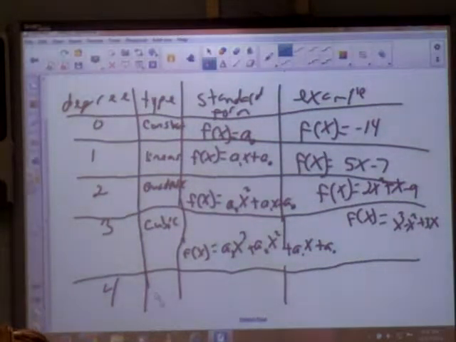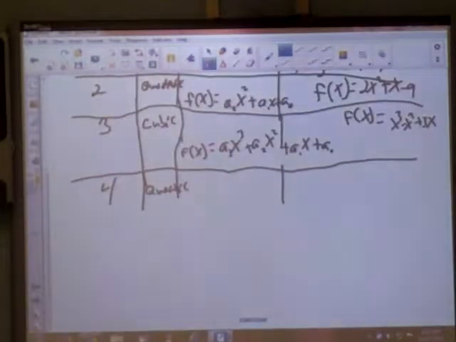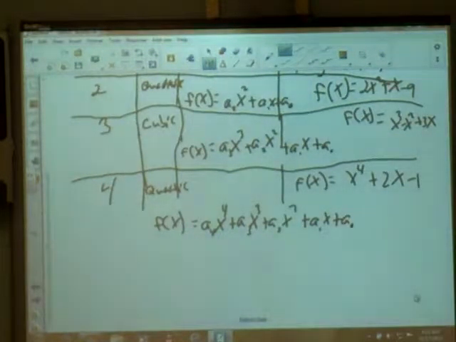Oh, yeah. Alright, fourth degree. That one is called quartic, Q-U-A-R-T-I-C. So we're just going to add a fourth in that. So f of x would be a base 4 x to the 4 plus a base 3 x cubed plus a base 2 x squared plus a base 1 x plus a base 0. I skipped several in that example, didn't I?